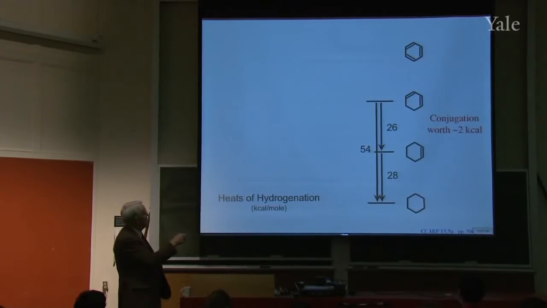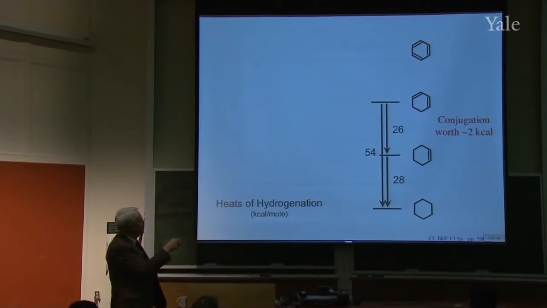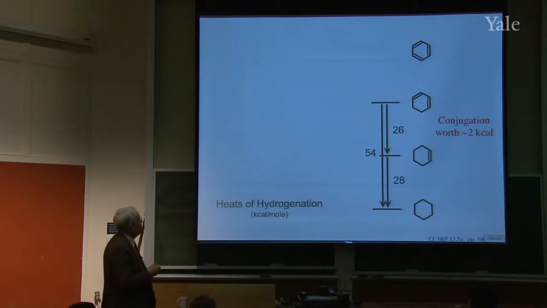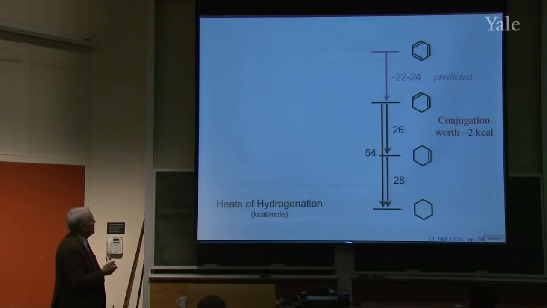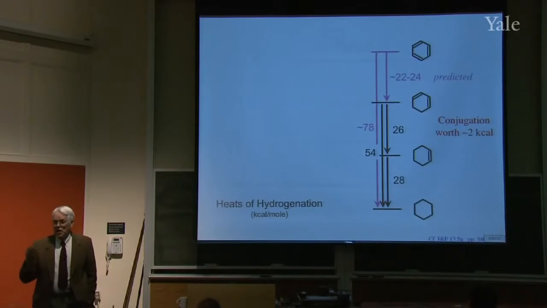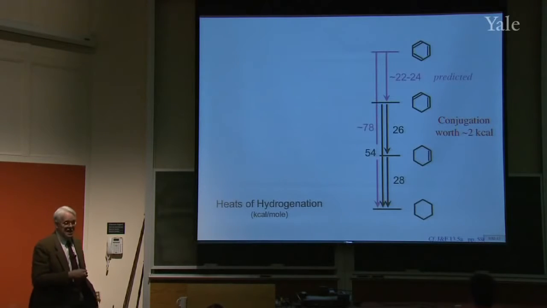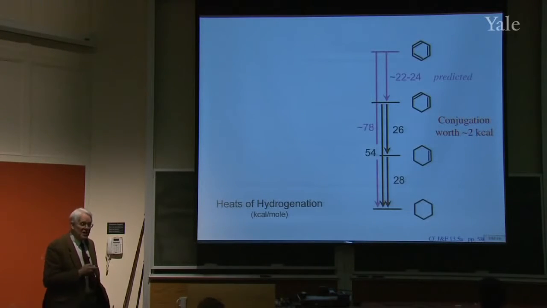Another reason it could be less again is this last double bond interacts on 2 ends, not just on 1 end. So it might get 2 of those interactions, right? So maybe 24, maybe 22, depending on how we calculate that. That would predict that we'd get about 78. The heat of hydrogenation of benzene to give cyclohexane should be about 78 altogether. You know what it is experimentally?